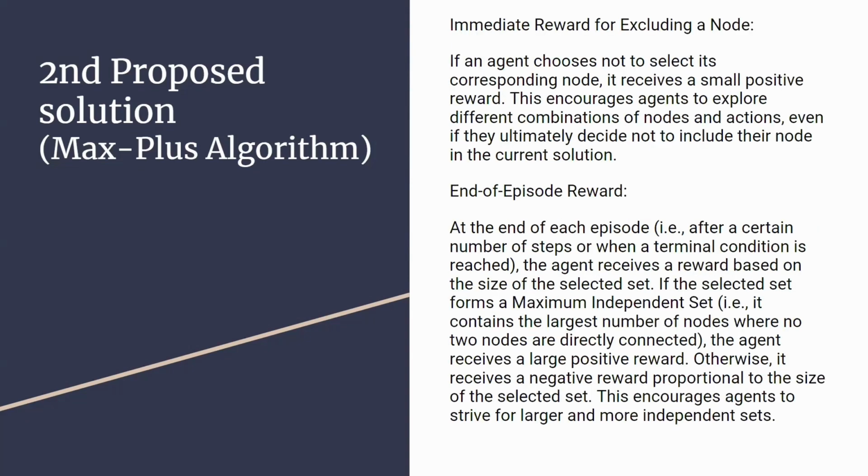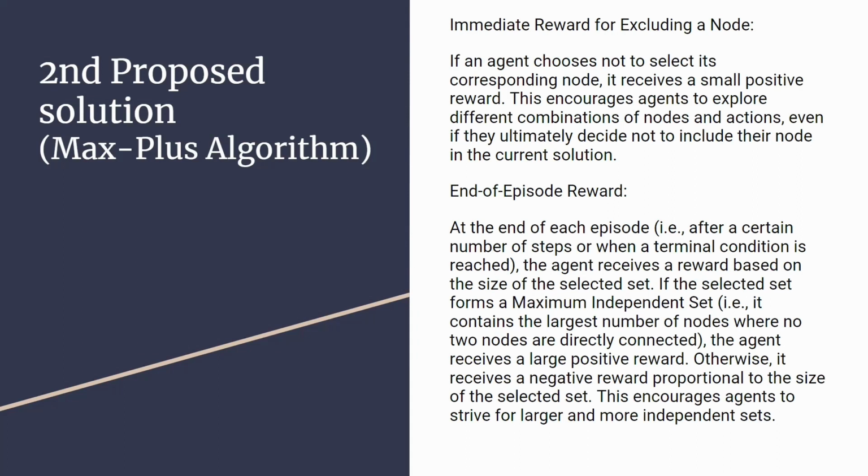Now, let's say we are excluding a node. So what should be the immediate reward for that? If an agent chooses not to select its corresponding node, it receives a small positive reward. This encourages agents to explore different combinations of nodes and actions, even if they ultimately decide not to include their node in the current solution.